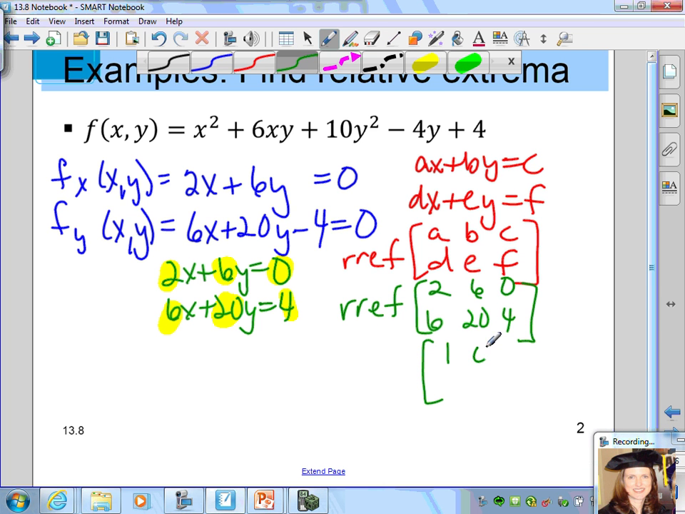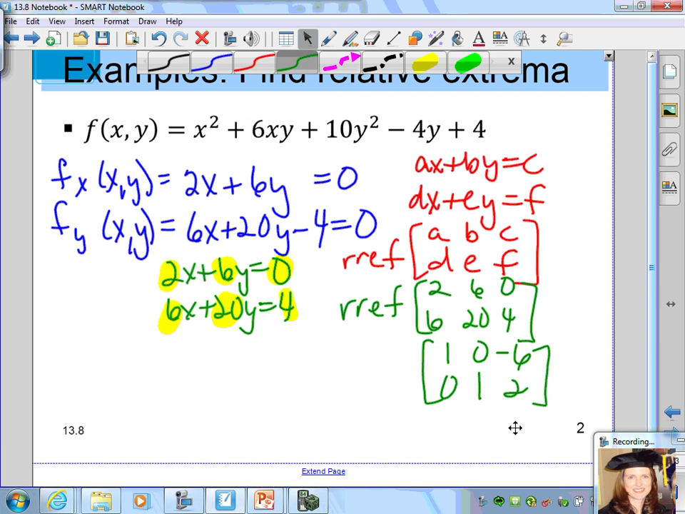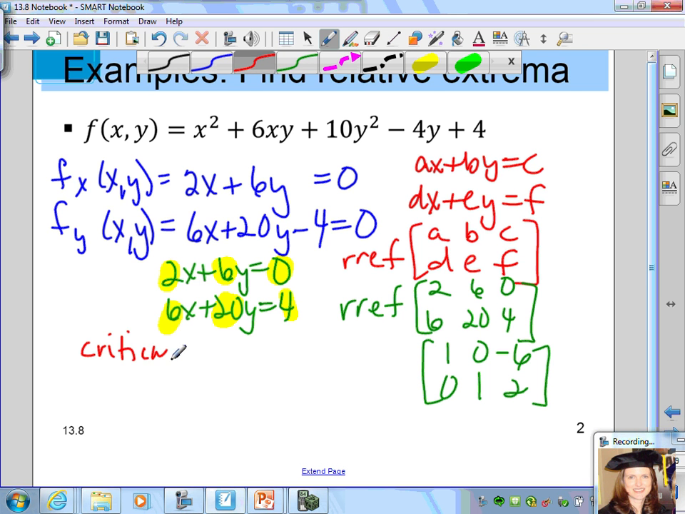So that matrix was 1, 0, negative 6, and 0, 1, 2. Our solution to this system of equations is simply the values over here: x is equal to negative 6 and y is equal to 2. All right, so that's our critical point. Our critical point here is negative 6, comma 2.